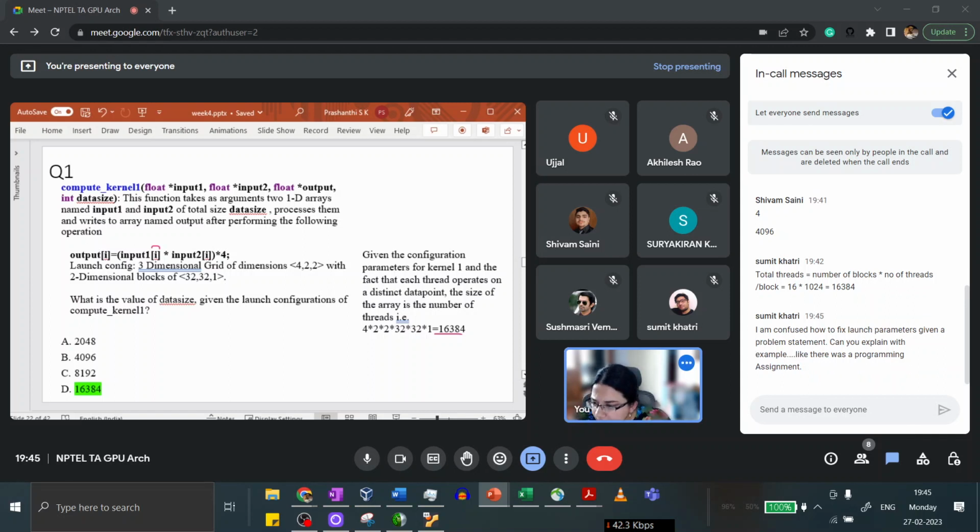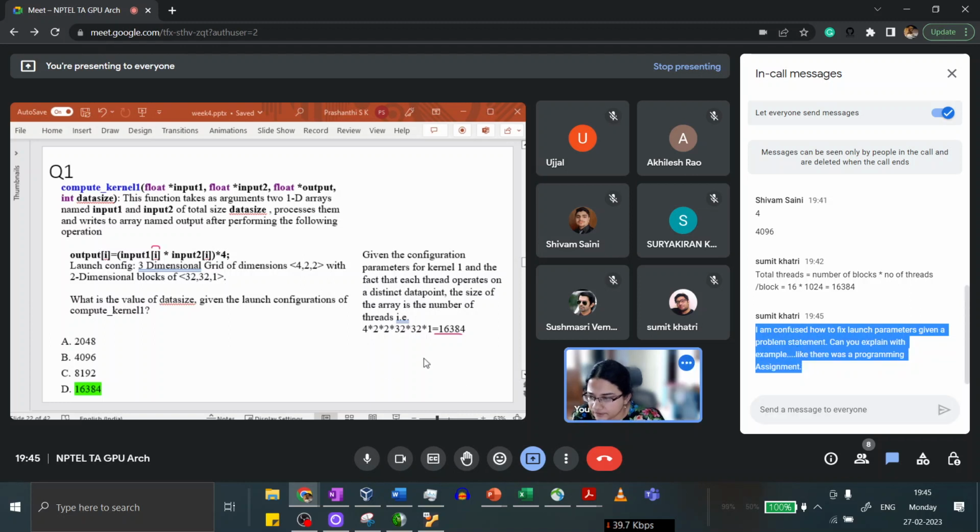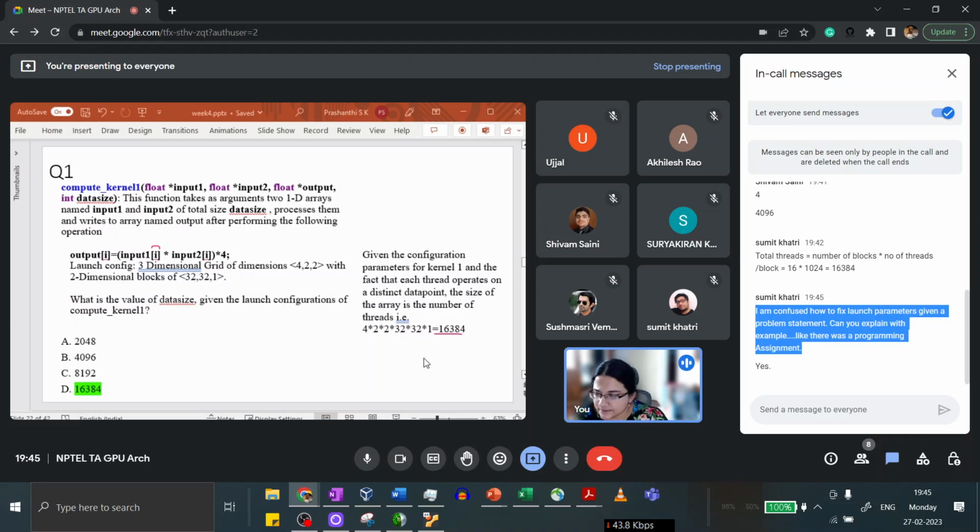Okay. Confused how to fix launch parameters given a problem statement. Okay, that will need a concrete example as you say. So what I'll do is to note this down and then come back to you with an explanation before the next session. I think talking about it with an example will make more sense. So yeah, let's do that in the next session. That's a good question. Thank you.